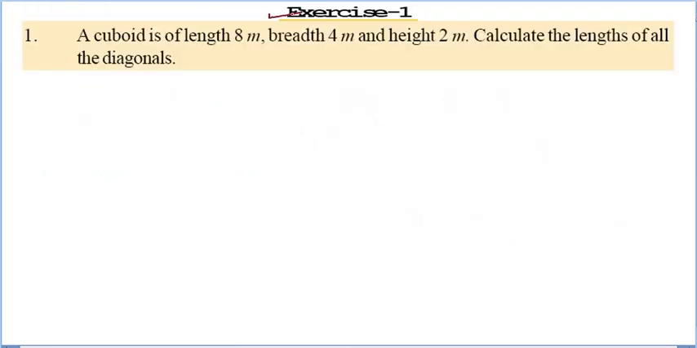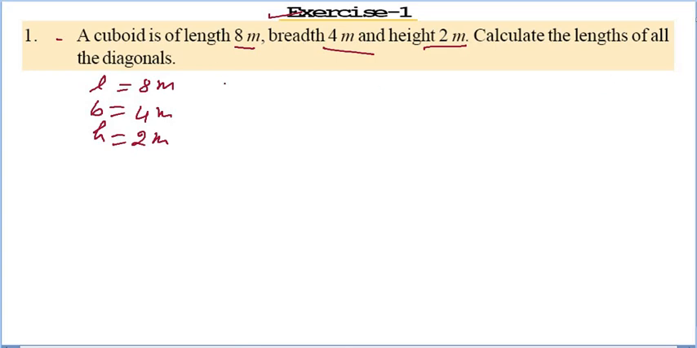Now come to the exercise 1. So cuboid of length 8 meters. So L is given as 8 meters and breadth is 4 meters. So you have to write 4 meters. B is 4 meters. And height is 2 meters. So you have to write height is 2 meters. Calculate the length of all diagonals. All diagonals. So you can see here.